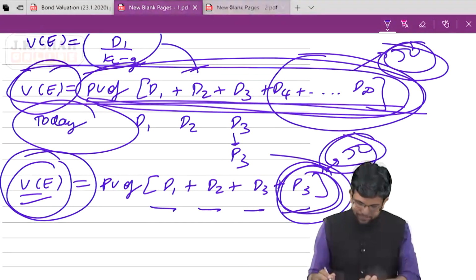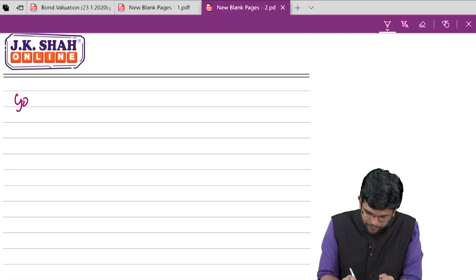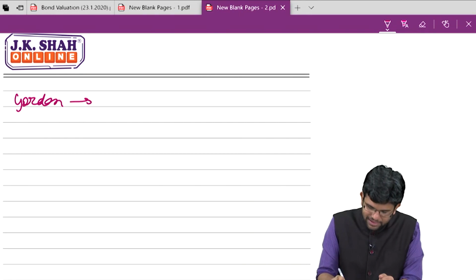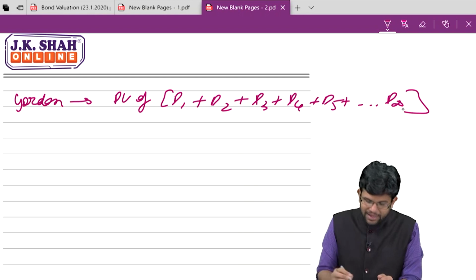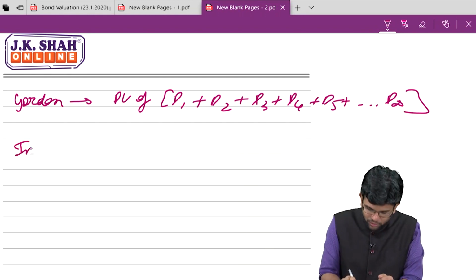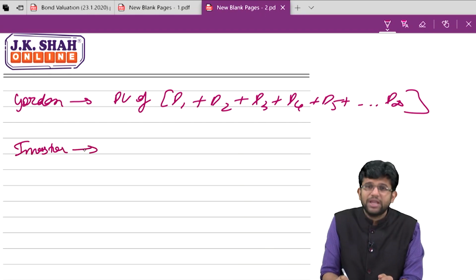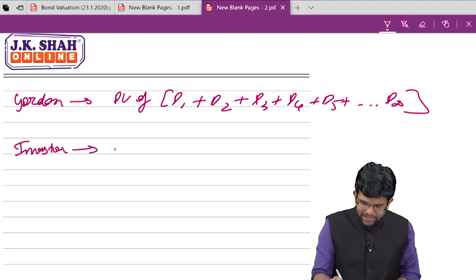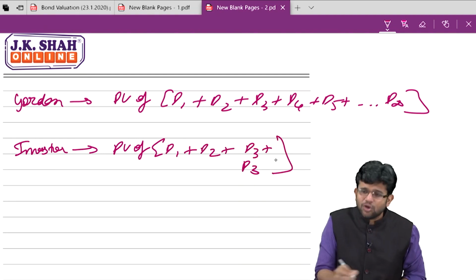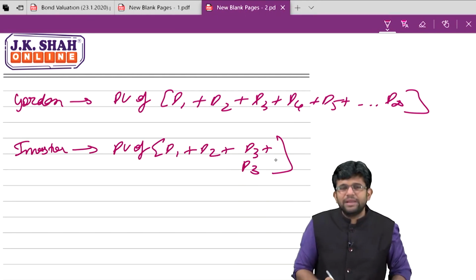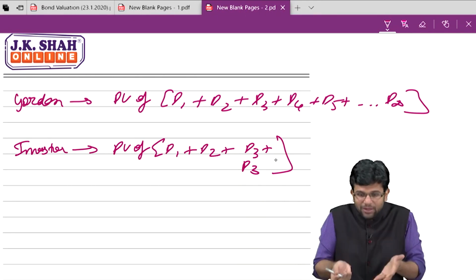See, please pay attention. What is Gordon saying? Gordon is saying that present value of D1, D2, D3, D4, D5, D eternity, correct? And the investor who wants to be in that particular share for a period of 3 years only is saying that PV should be of D1 plus D2 plus D3 plus P3, correct? He does not want to go for D4 to D eternity. Now students, what am I saying to both of them?